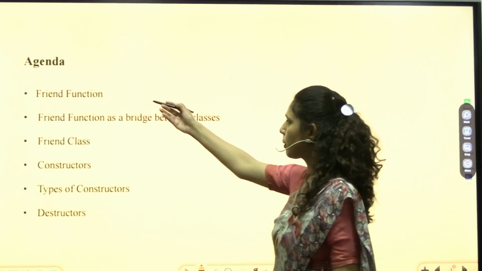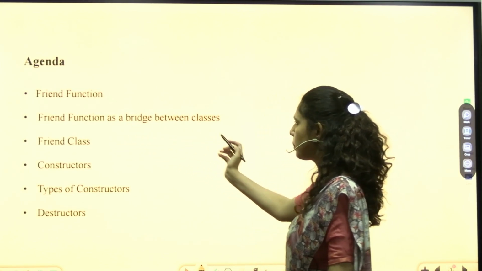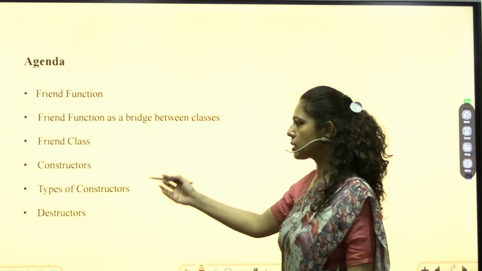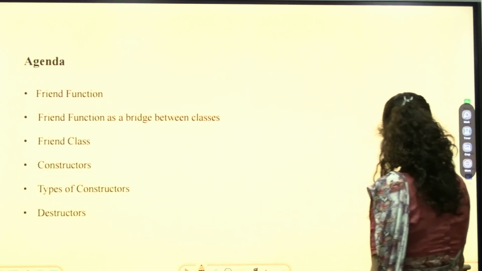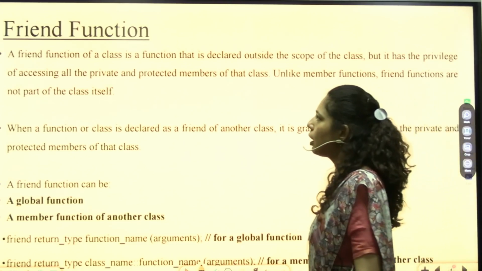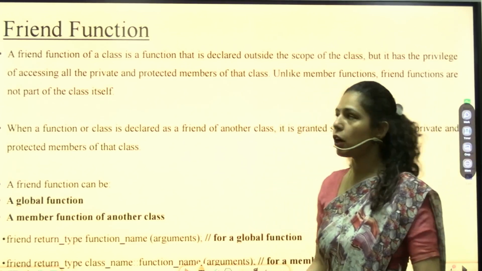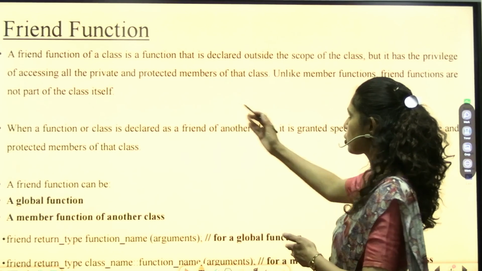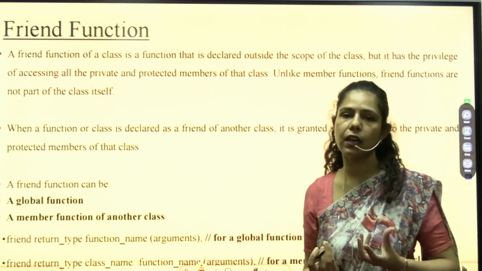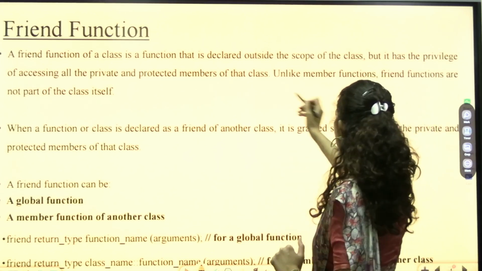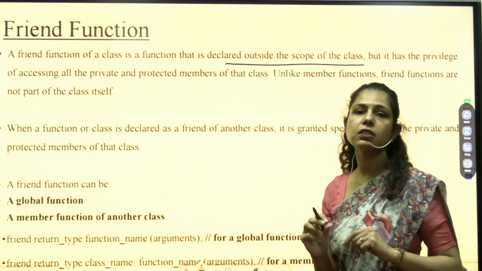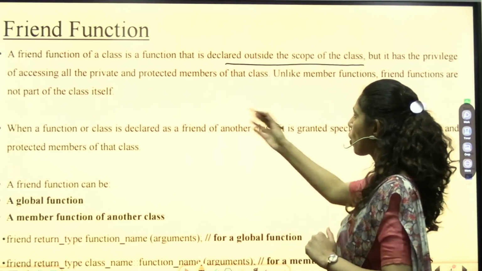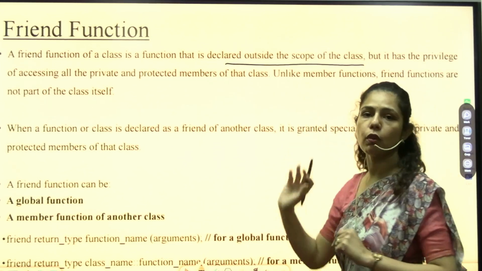We are going to discuss friend function as a bridge between classes, friend class, constructors, the types of constructors, and finally destructors. Now let us start with what is a friend function. So basically, a friend function of a class is just like a function and it can be declared outside the scope of the class, but it also has the privilege to access all the private and protected members of that class.